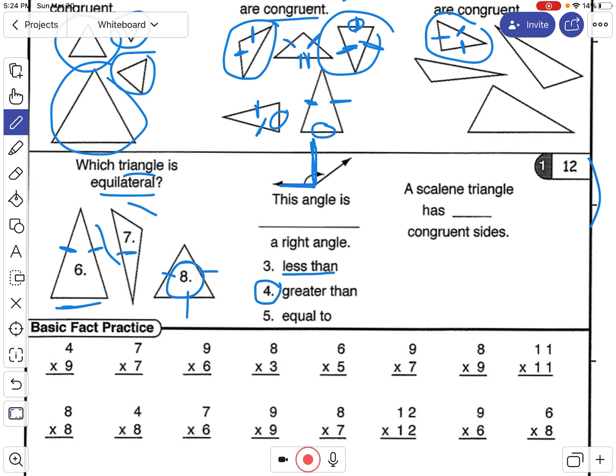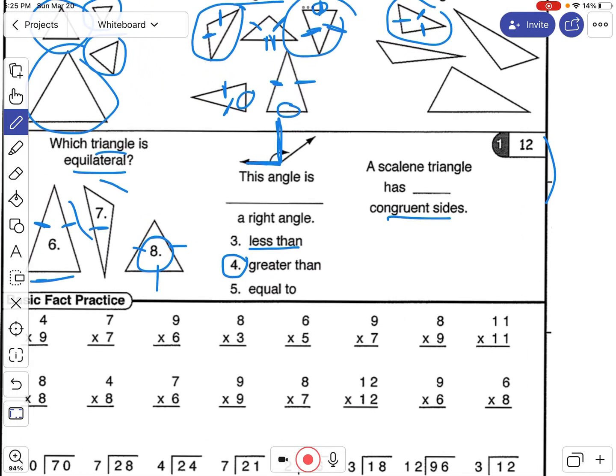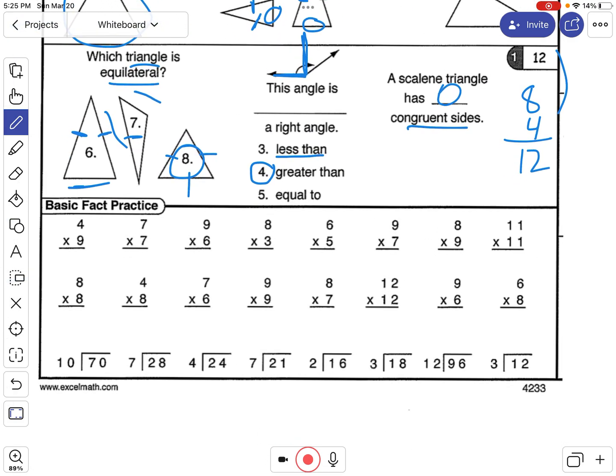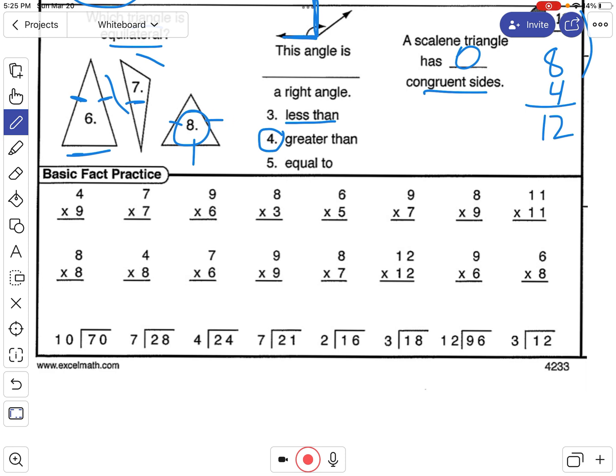A scalene triangle has blank congruent sides. Well, as we look up here, a scalene triangle has no congruent sides. It's scaly like a snake. And it's disgusting. And so it's 0 congruent sides. So all you have to do is add the 8 and 4 together, because the other one's 0, and get 12. All right, make sure your answers are correct there. Pause the video and fix it if you need to, and pause the video, do the problems here in the basic fact practice, and then turn it back on to see the answers.